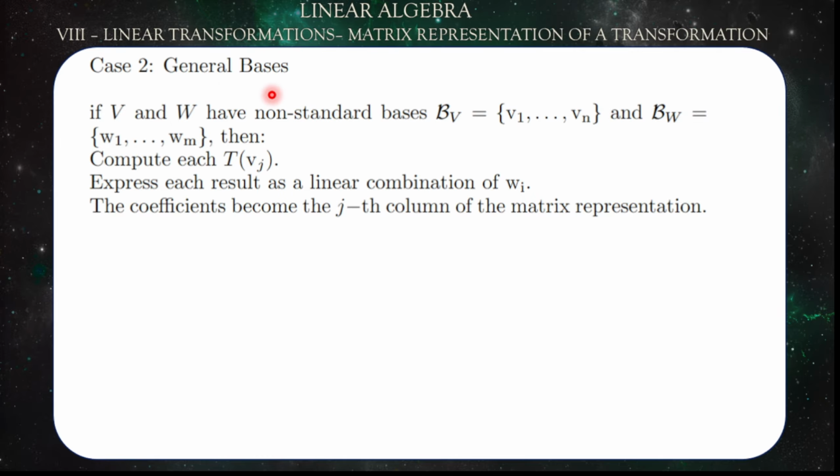Case 2, general basis. If V and W have non-standard bases, where the basis of V is v1, v2, all the way to vn, and the basis of W is w1 all the way to wm, then compute each transformation T(vj), and express each result as a linear combination of the wi. The coefficients become the jth column of the matrix representation.